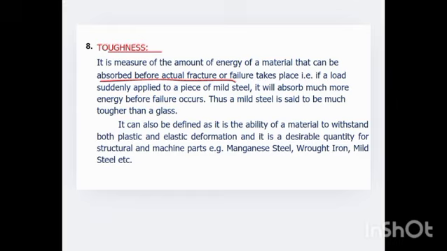For example, mild steel is tougher than glass because it can absorb more energy before breaking. It includes both elastic and plastic deformation. So, tough materials are used in structural and machine operation. For example, manganese steel, Rockdon, and mild steel are examples of tough materials.